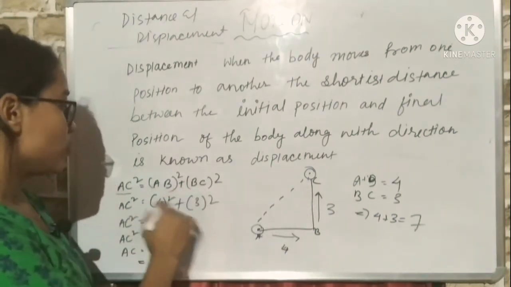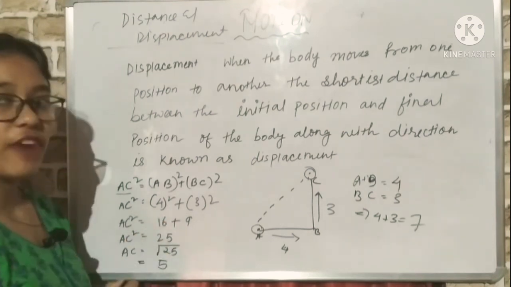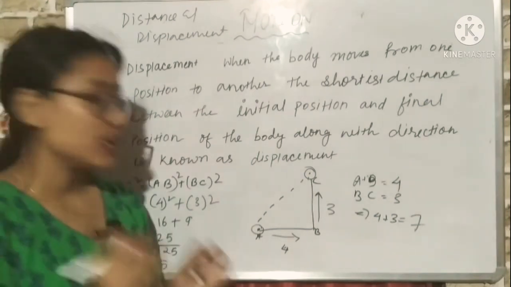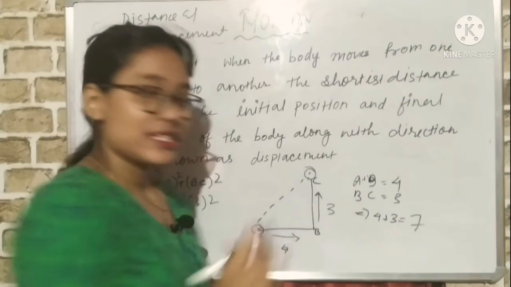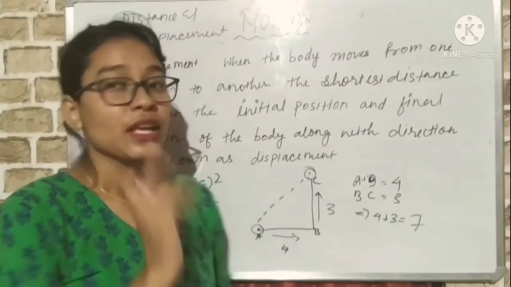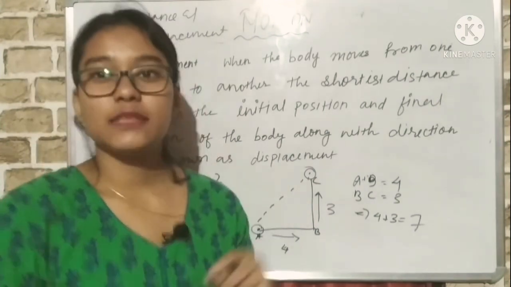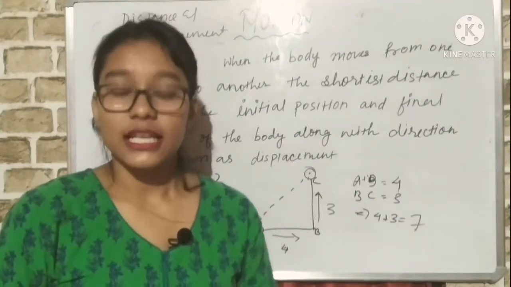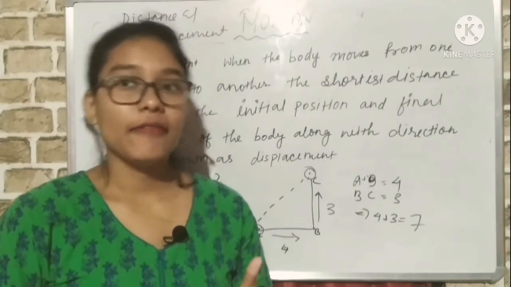Now, if you remove this square, 4 square is equal to 16 plus 9, that is 25. So, if we put a root over here, what happened? We get 5. So, here the displacement is 5. So, are distance and displacement both the same? No, they are not the same, right? And you see, this displacement depends on direction. That is why it is what? Vector quantity. Distance is a scalar quantity and displacement is a vector quantity.